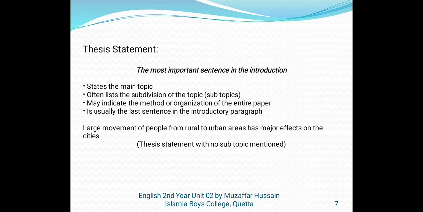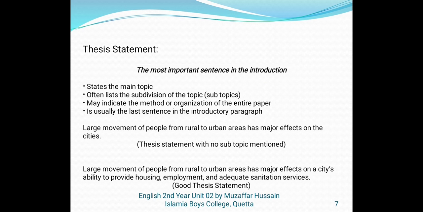For example: large movement of people from rural to urban areas has major effects on the cities. Now this is a general statement that when people move from the countryside to the city, it has major effects on the city. For instance, if we talk about Quetta, in the past the population of Quetta was only 8 or 9 lakh people, but now it is 30 lakh people. So it has affected the city of Quetta. In this way, when large numbers of people move from the countryside to the city, there are effects, but it is general. Which kind of effect?